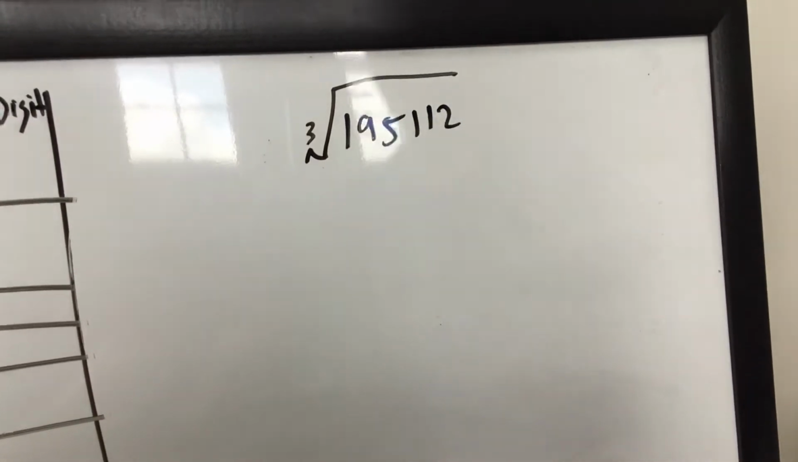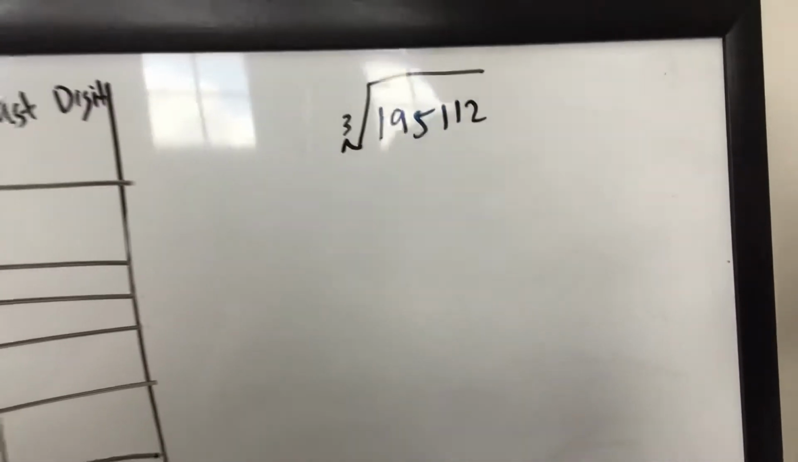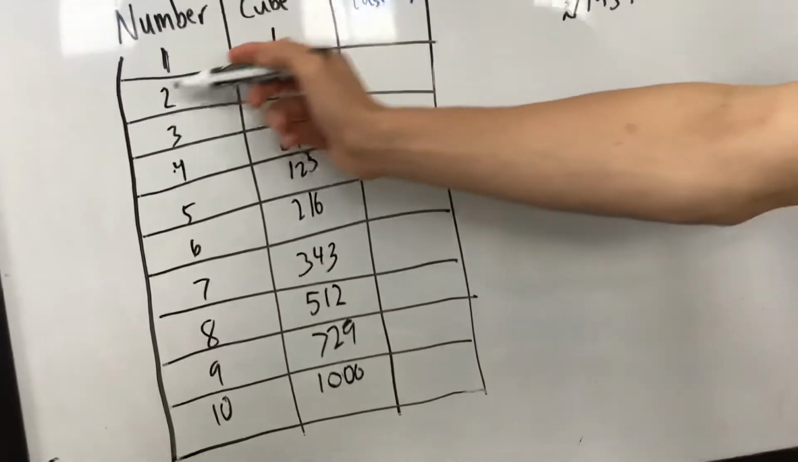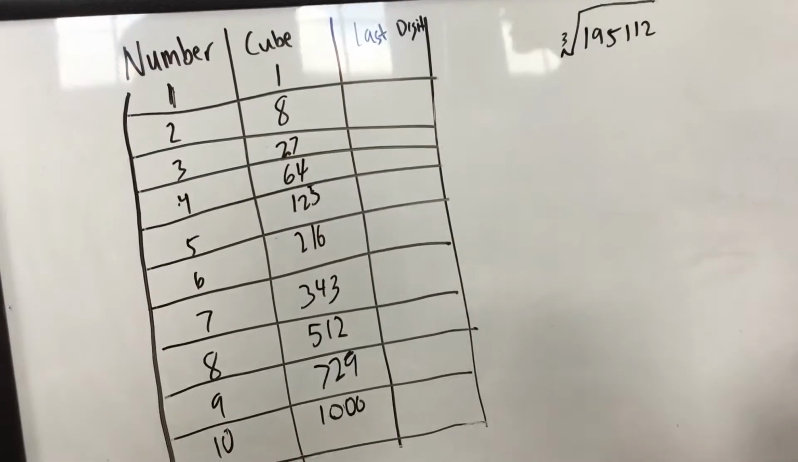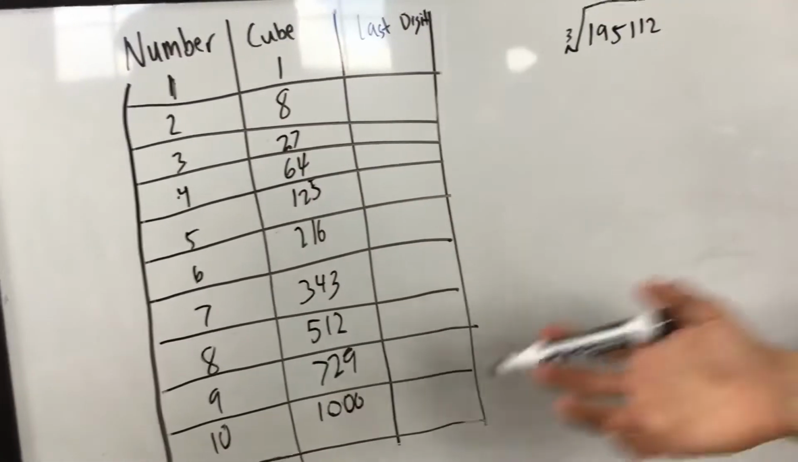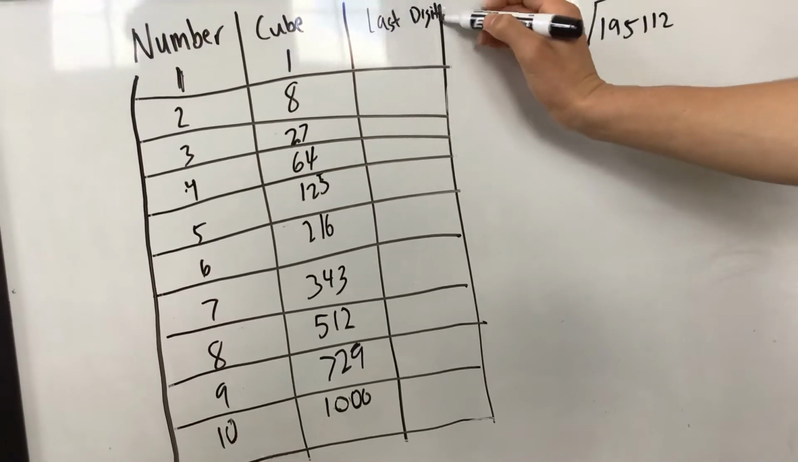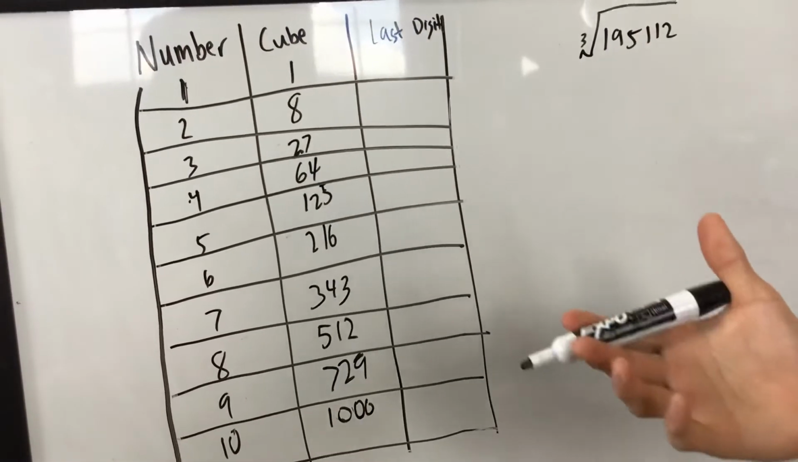How to calculate any cube root. Now the only thing you have to memorize is the cubes of these 10 numbers. So the cube of 1 is 1, the cube of 2 is 8, the cube of 3 is 27, and so forth. And these 10 numbers are the only thing you need to memorize in order to calculate the cube roots.